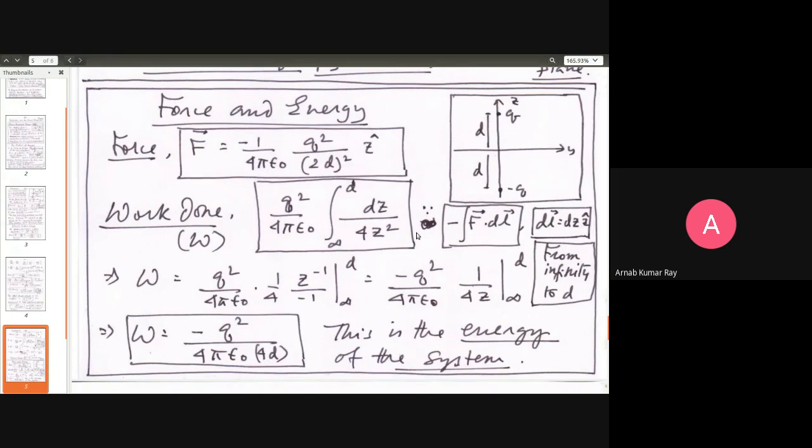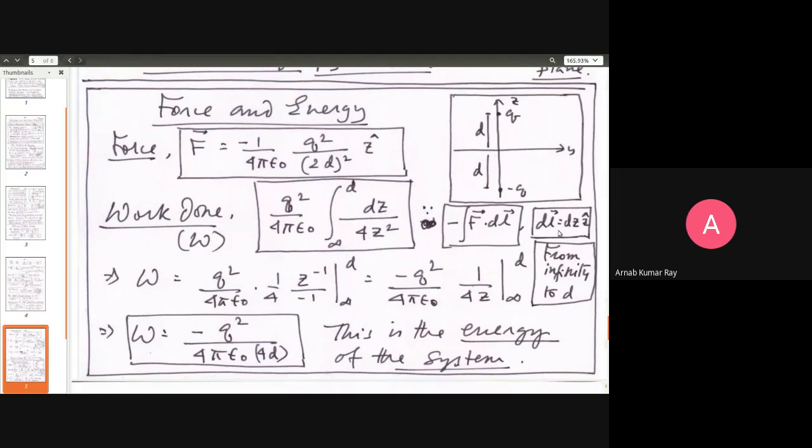Work done. Always remember, work done is against this attraction or repulsion or whatever that you have. So it will be minus f dot dl. So work done will be minus and minus will be plus q squared by 4 pi epsilon naught 4z squared. dl is dz z cap. That is what we write over here. Infinity to z, you have brought it.